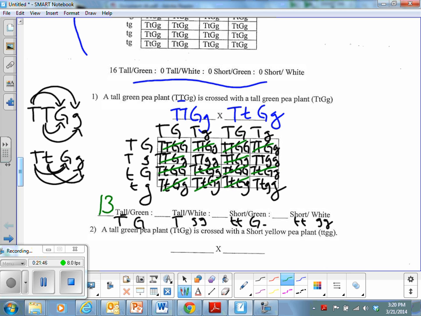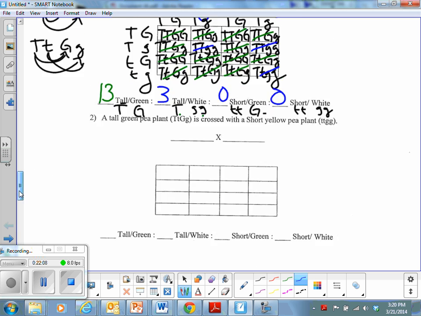Did I miss any? No. All right, and then tall and white. So if they're tall and white, 1, 2, 3. Okay, that got them all. All right, keep moving on.